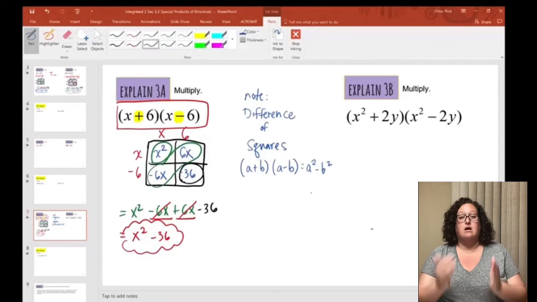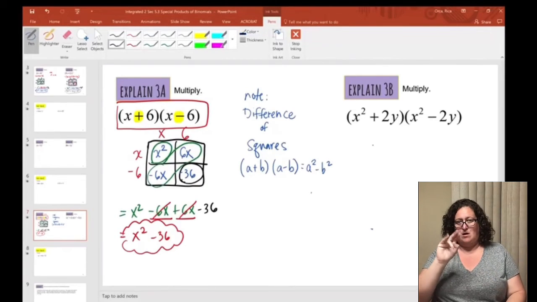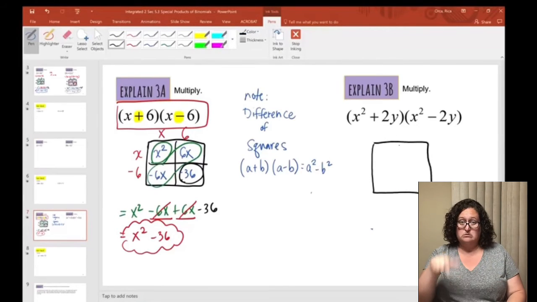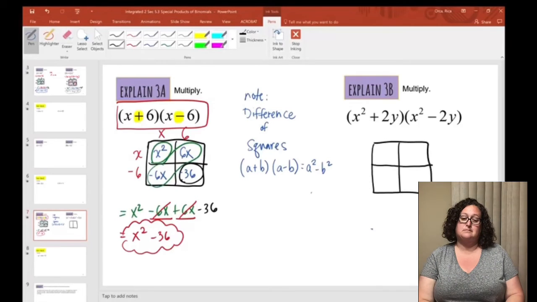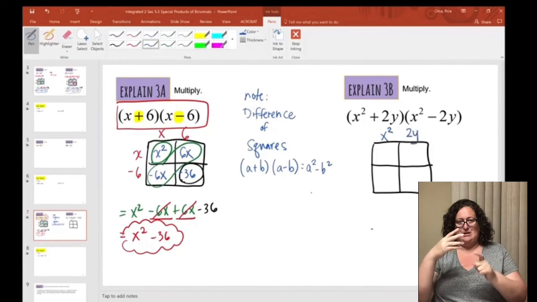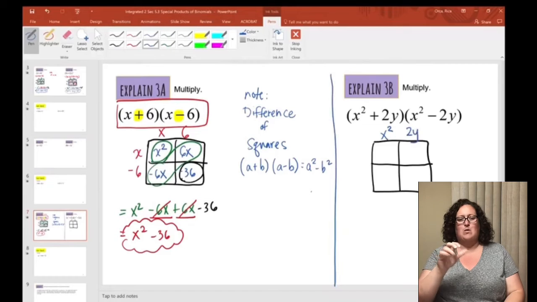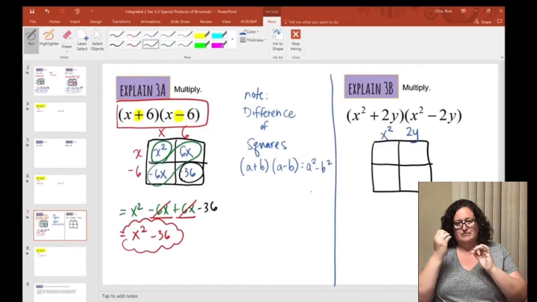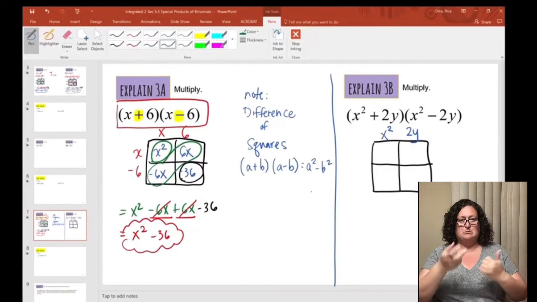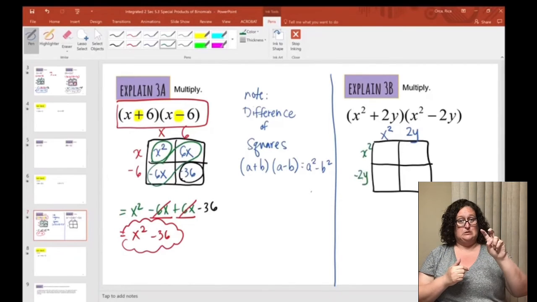Once again, we're multiplying a binomial to another binomial. Let's go ahead and create a box that has 2 columns and 2 rows. At the top of our box, we're going to write out our first binomial, which is x squared and 2y. I don't want you to get the two problems mixed up, so the line down the middle is going to separate our two problems. The next step is to write out our second binomial, which is x squared and negative 2y.